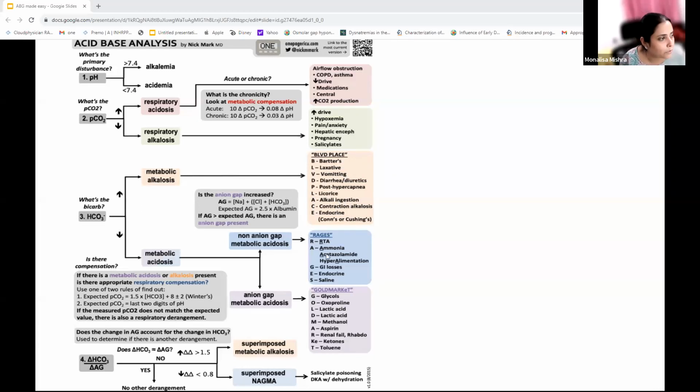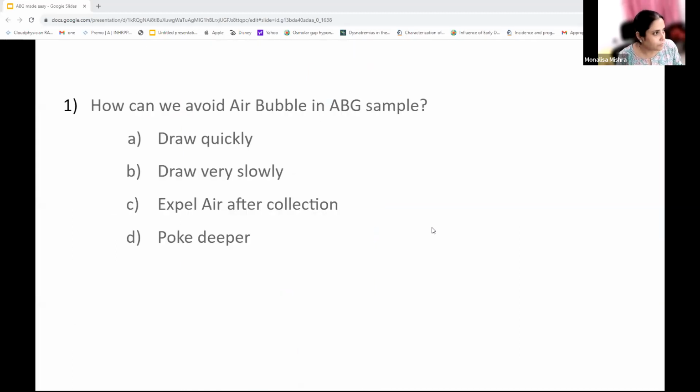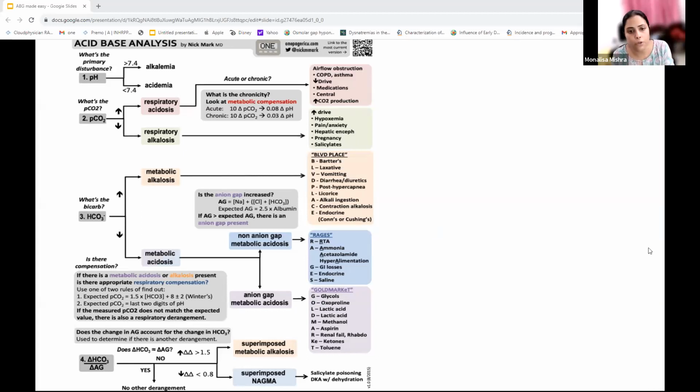And this is the cause of your normal anion gap and high anion gap metabolic acidosis. So renal tubular acidosis, GI losses, or high anion gap metabolic acidosis like methanol poisoning, aspirin, renal toxicity, ketone body. So all these are the causes of high anion gap metabolic acidosis. Just a quick revision for the entire thing. Now we'll go to the questions.